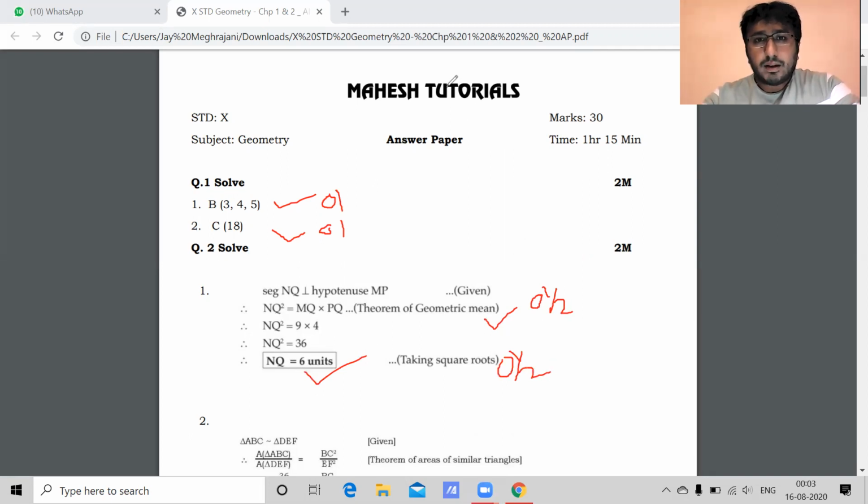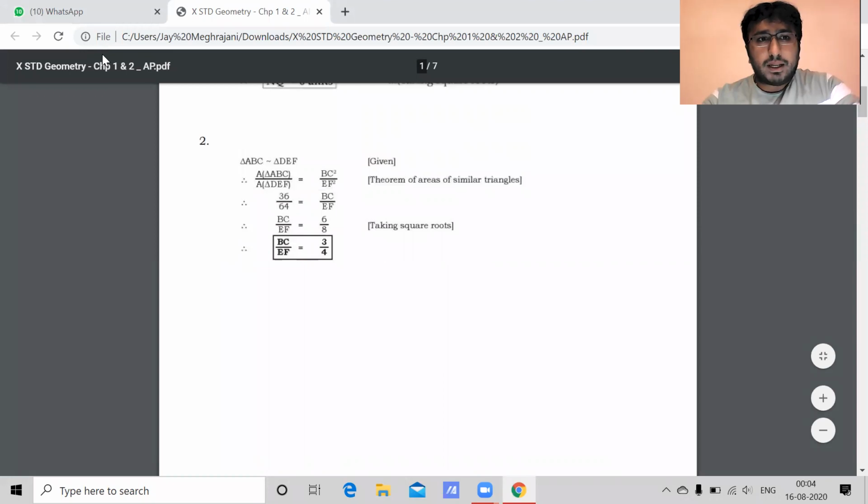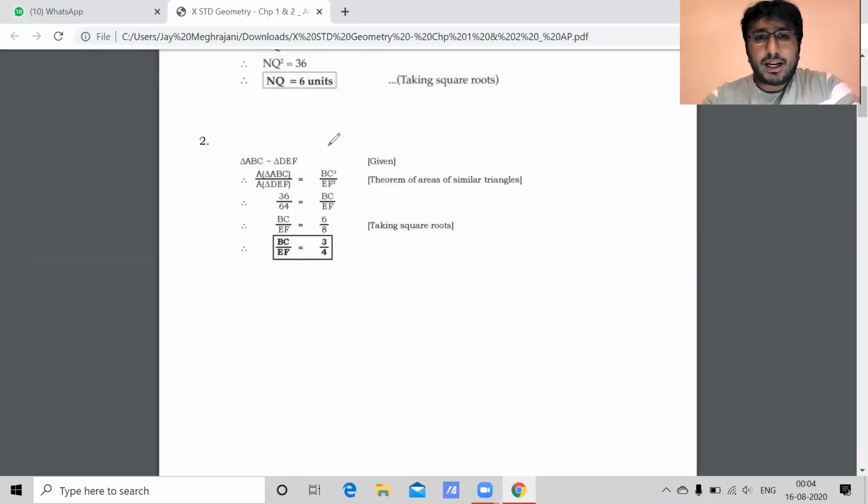Okay. Students, we proceed further. Question number 2, sub question number 2. We are given that triangle ABC is similar to triangle DEF. So area of triangle ABC upon area of triangle DEF will be BC square upon EF square. Reason will be theorem of areas of similar triangles. If you have written, given and applied the theorem correctly, you will be getting another half marks.